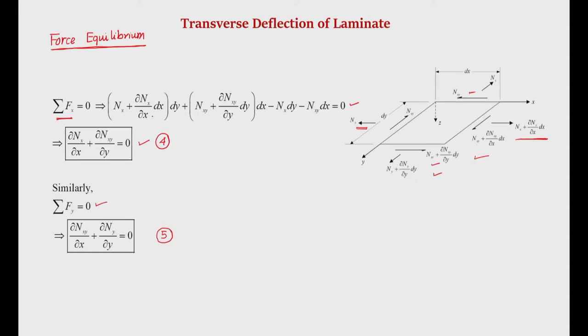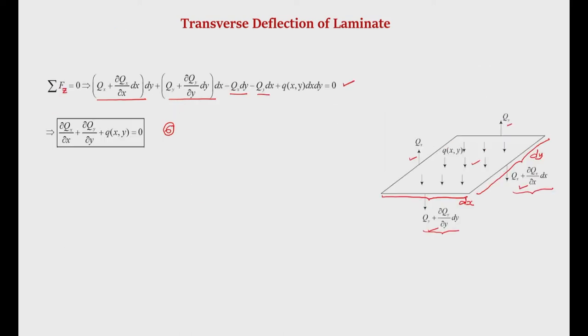Here also, as in the earlier cases, the way we define the force resultant, they are actually force per unit length. Therefore, nx plus del nx by del x into dx is the force per unit length, multiplied by the length dy on which it is acting, and therefore this is the force. It is important that when you do the force equilibrium, there must be the total force and not the force per unit length. So we get three equations, one each from force equilibrium along the x, y and z directions.